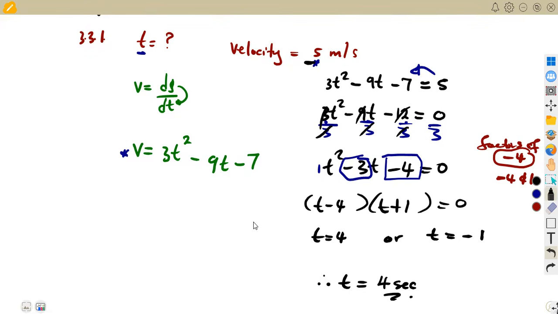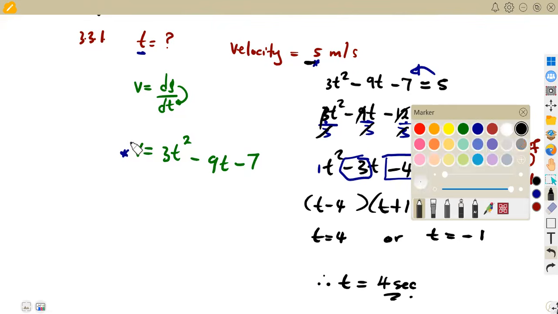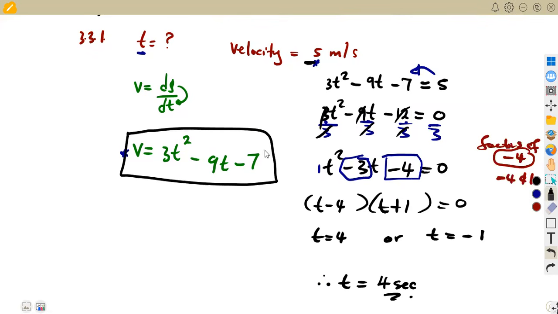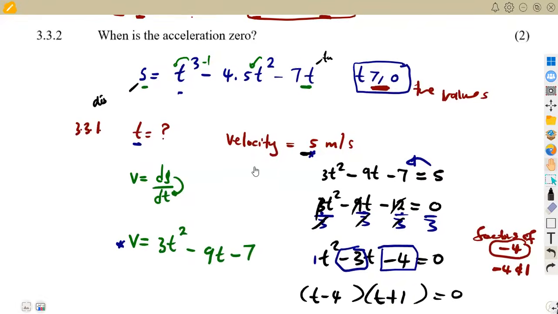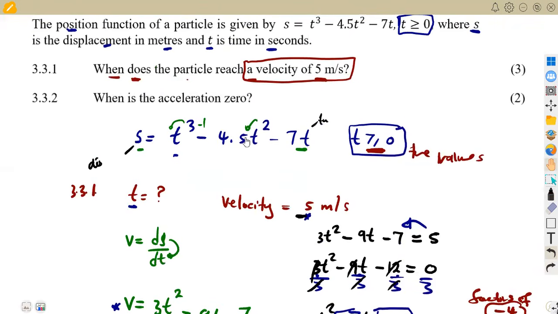All right. So this is how we play around this typical question. Take note, the first derivative of the expression that you obtain, this one, is representing your velocity. That is the first derivative of what? Of the displacement.